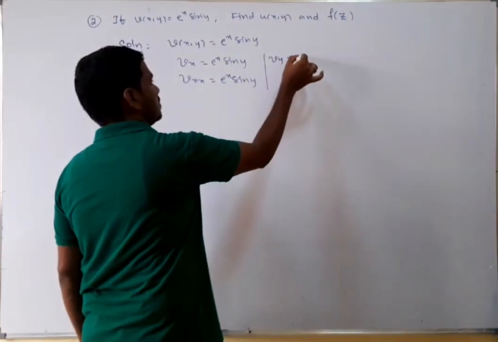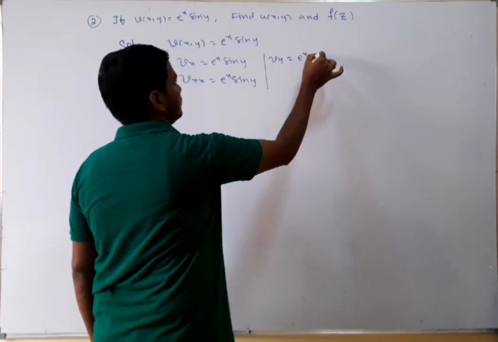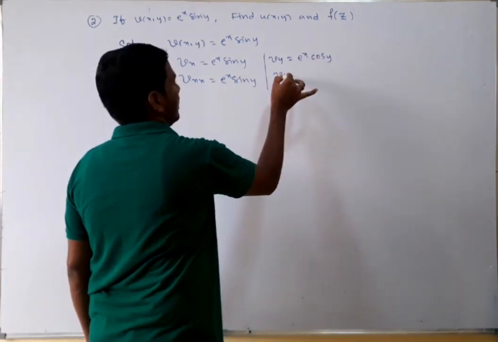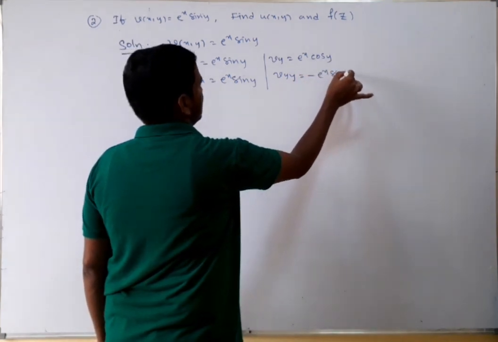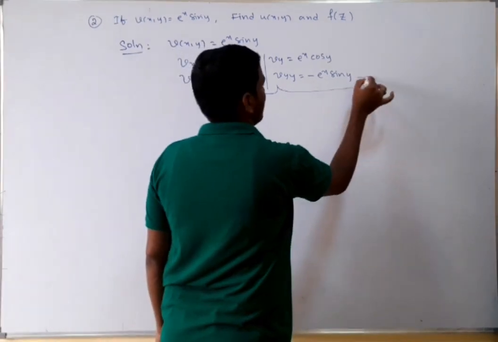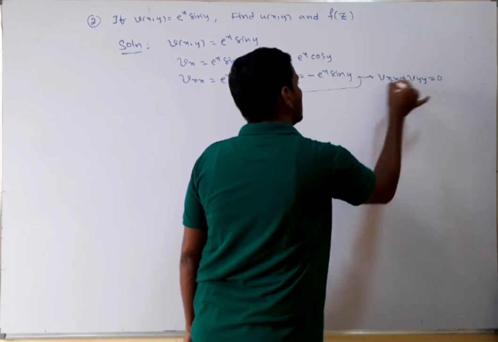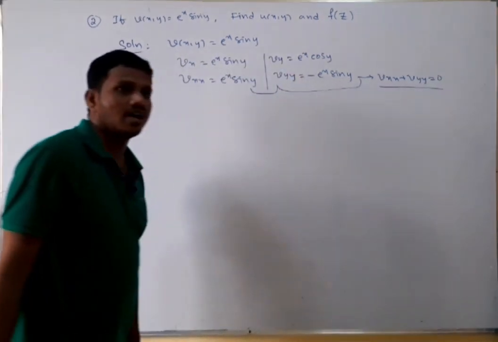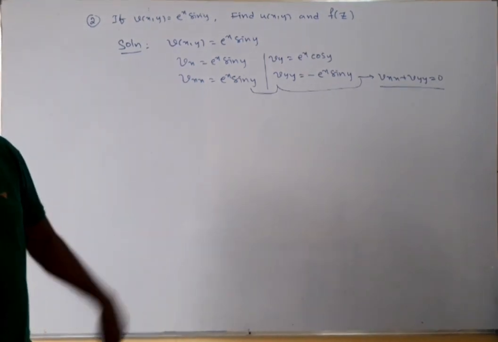Vy is equal to e to the power of x sin y, where the derivative of sin y is cos y. Vyy is equal to cos y, whose derivative is minus sin y. So adding these two, what do we have? Adding these two, vxx plus vyy is equal to 0. So we say that the function is harmonic. Yes, that is satisfying the Laplace equation, it is harmonic.